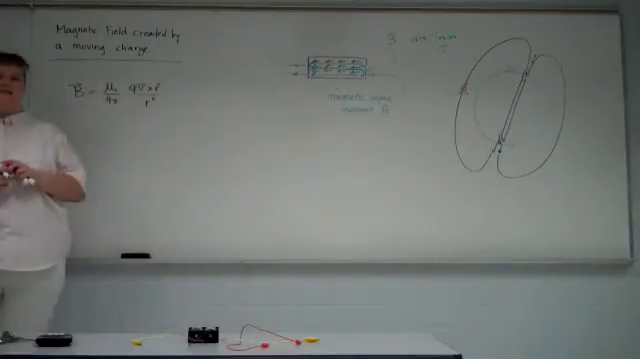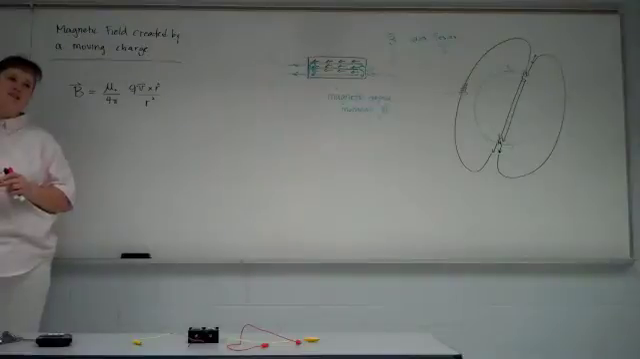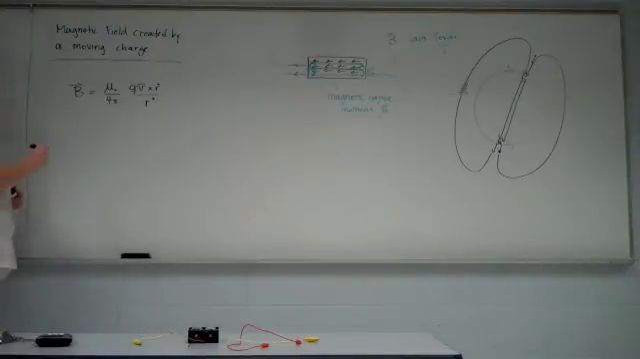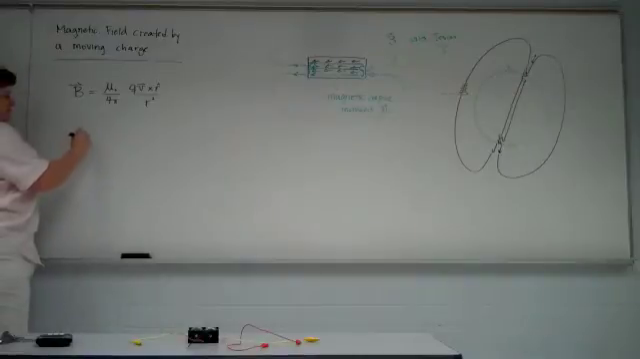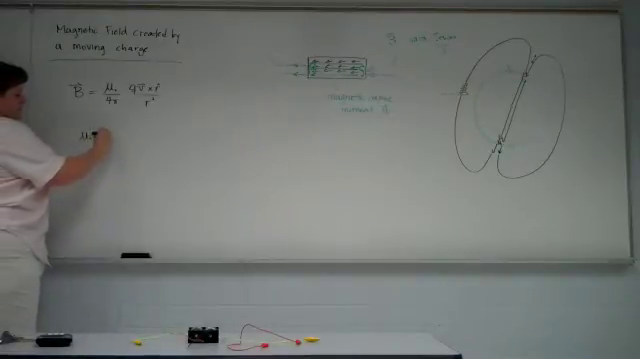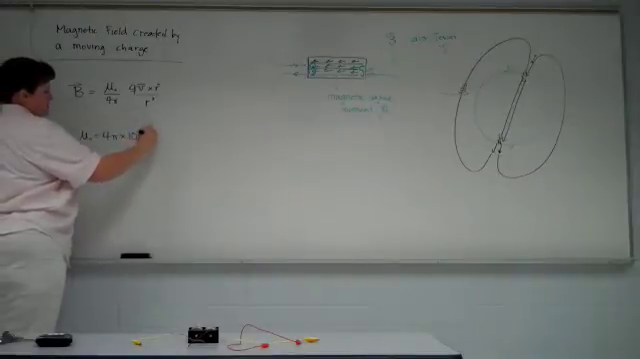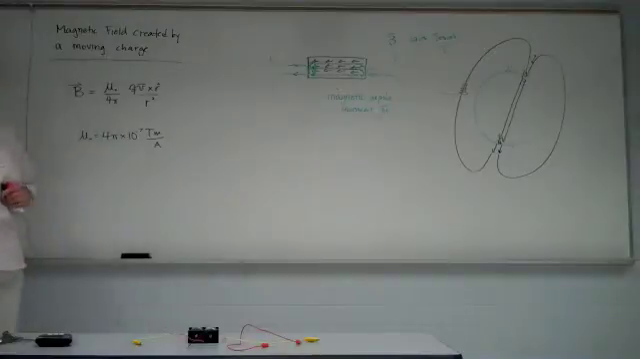Mu naught is a constant. With electricity, remember we saw epsilon naught a lot? Mu naught is the constant we see a lot with magnetism. Its value is 4 pi times 10 to the negative 7 Tesla meters per amp, I believe is the units. So it's a small number.